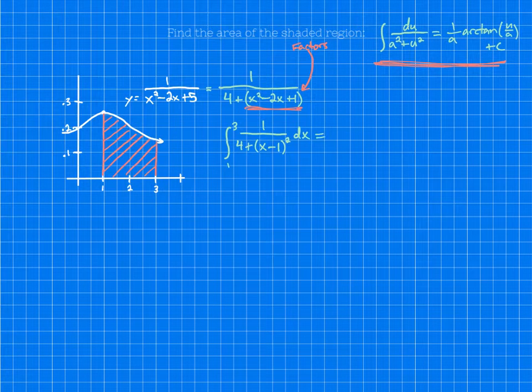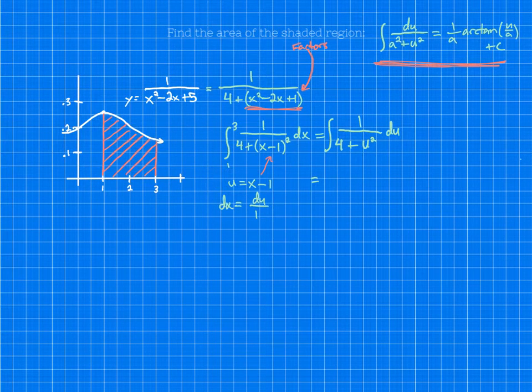Sorry about that. Now, let's pick a good u to substitute into this. So u equals x minus 1 would probably be a good u to pick. And then our dx would be equal to du divided by 1. So let's go in and make this u substitution. So 1 over 4 plus u squared, and our dx was equal to du over 1, which is just du.